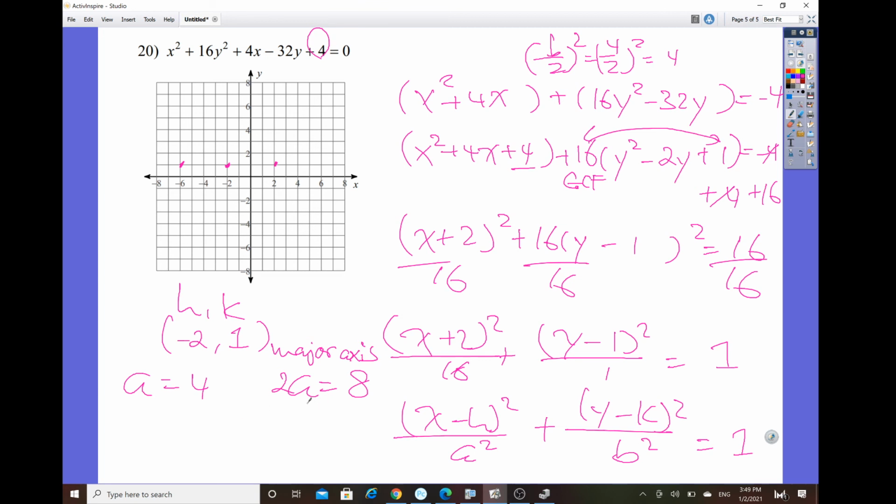And what about the minor axis? The minor axis is about the value of b. And we do know that b squared is 1, so that means b is 1. So 2 times b, 2 times 1, that'll be 2. So vertically, this one is 2 units up, and then 2 units down. And simply connect those vertices and co-vertices.